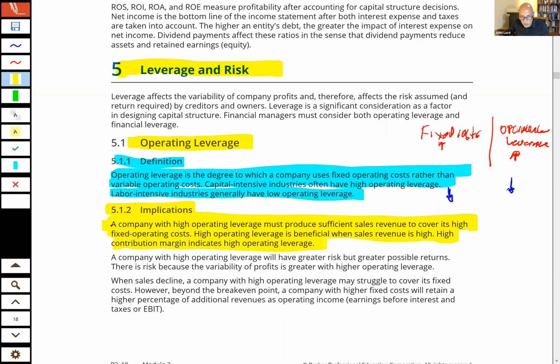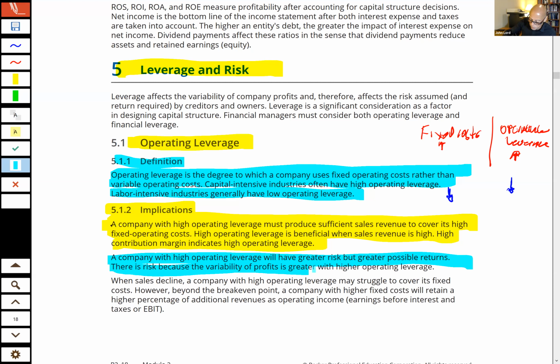Obviously, my fixed costs are higher, my variable costs are lower, my contribution margin is up. I have a higher operating leverage because once I cover those fixed costs, everything then contributes to the contribution margin. First contributes to fixed costs and then profit, right? A company with a high operating leverage, however, will have greater risk, but greater possible returns.